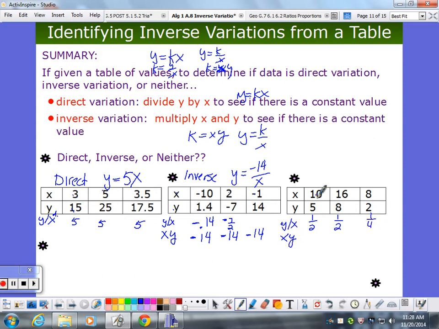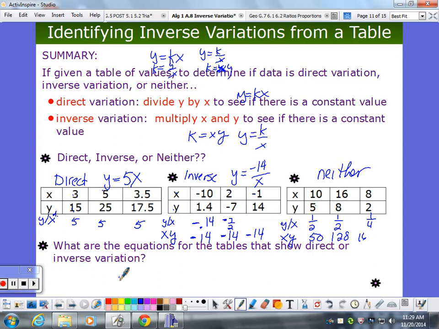Let's try our xy. That's 50. Now 16 times 8, 128. It's not 50, I'll tell you that. And that's like 16. So it's neither of those things. So you test that, see which one works, if any. We did the equations already. If it's neither, you don't have to give me an equation.